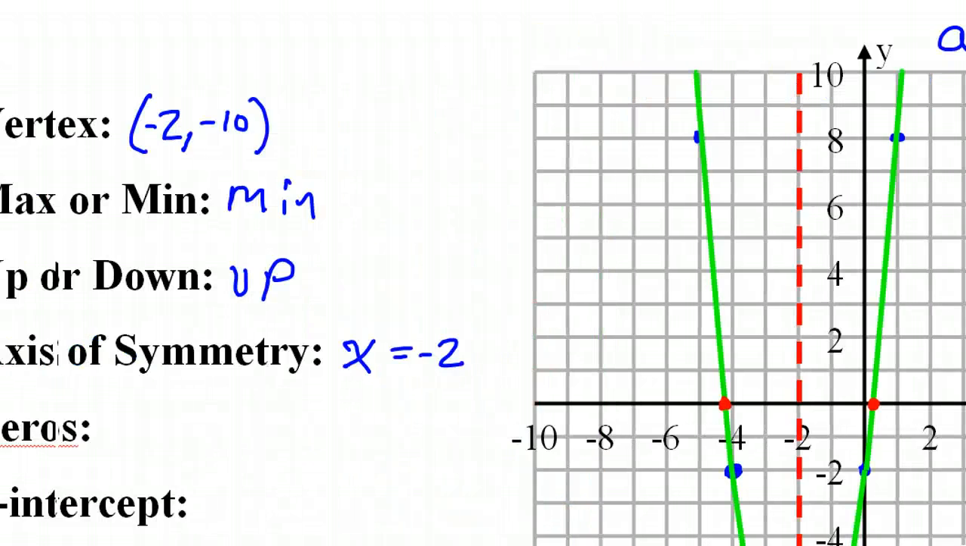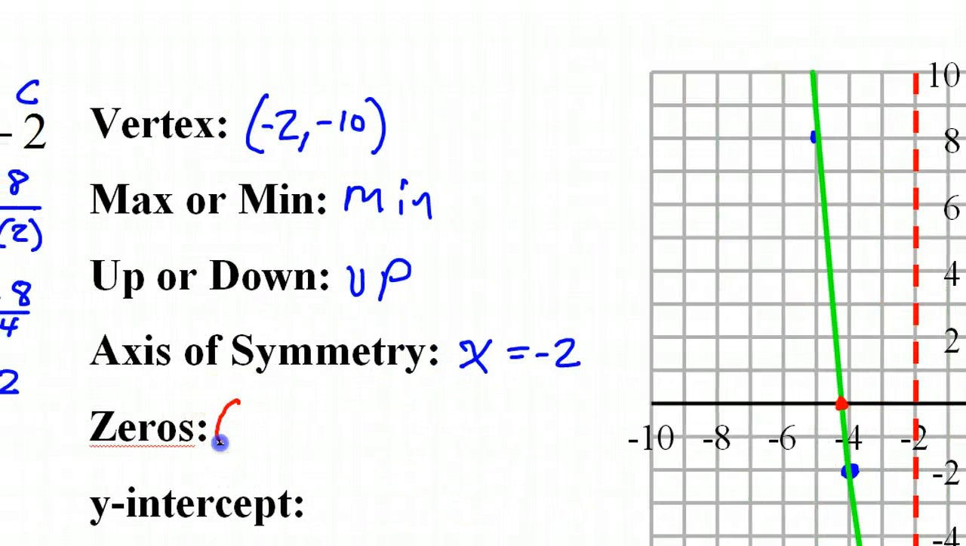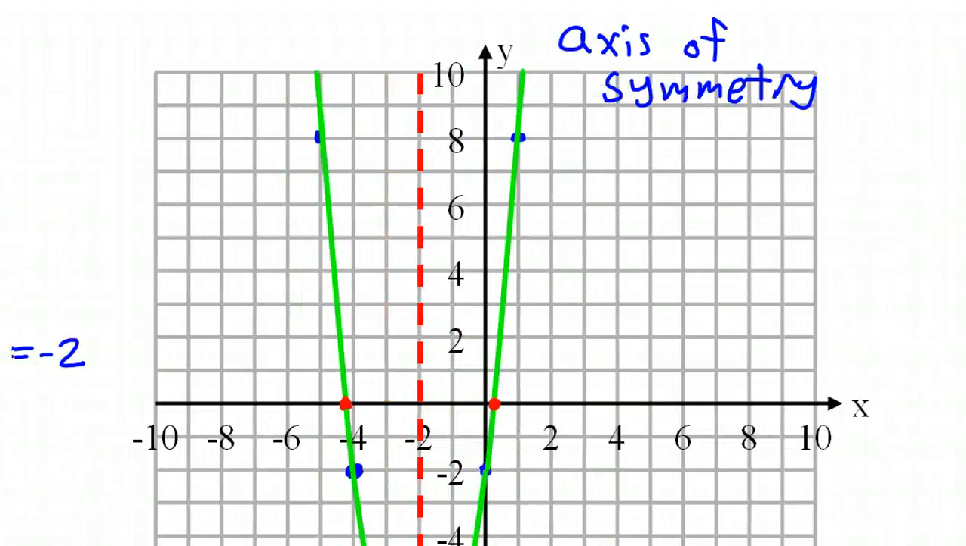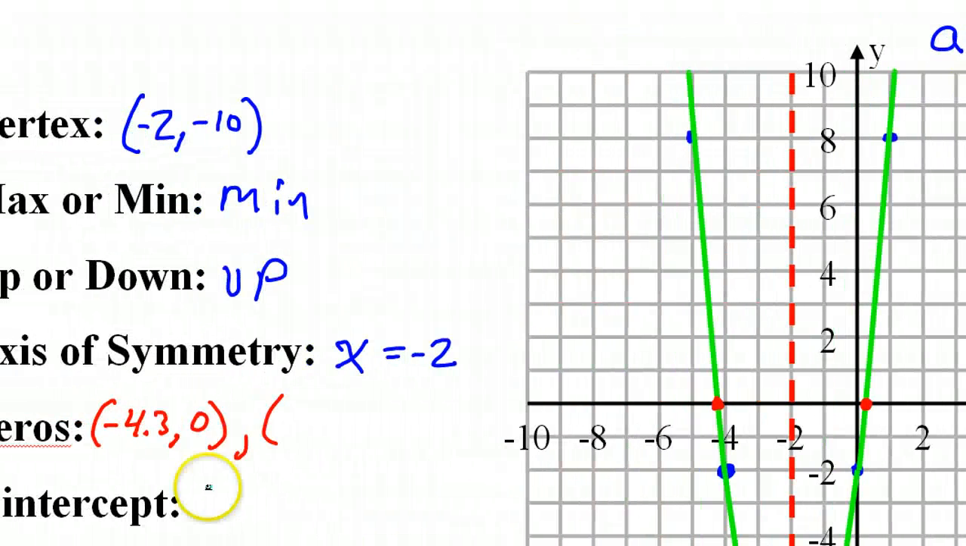But I'm estimating. So I'm going to call that one -4.3, 0. And the one on the right is just a little bit to the right of 0. So I might call that just simply 0.3, 0. Of course, the y value is 0 because it's right on the x-axis.